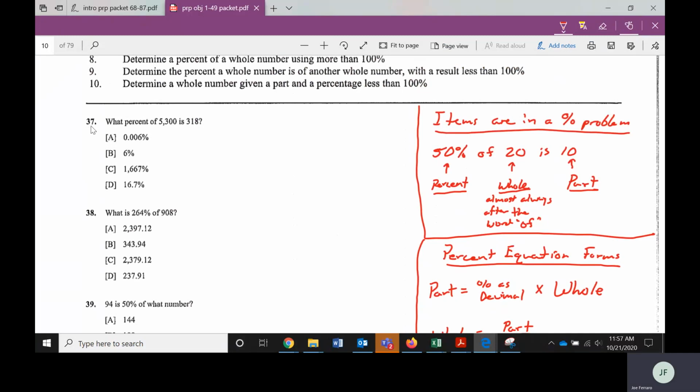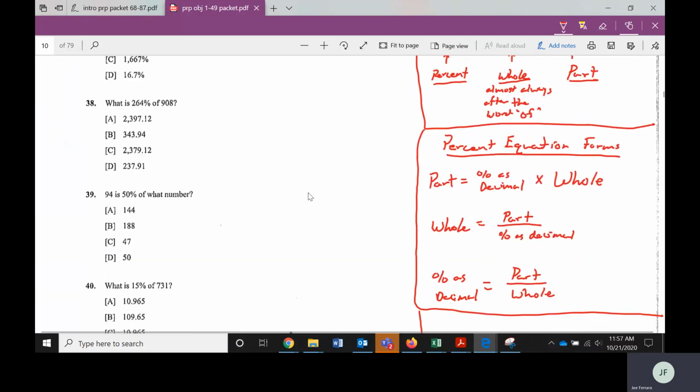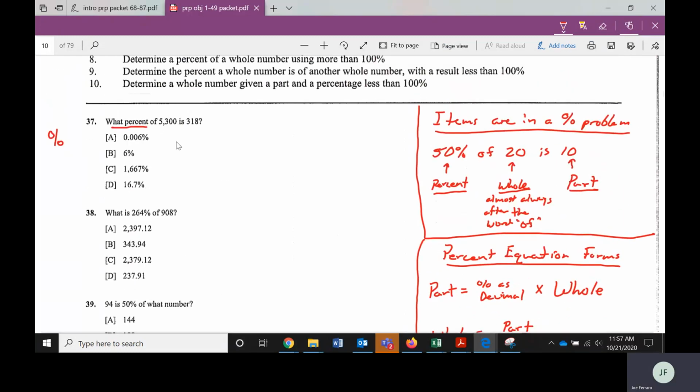When we look at these problems, the first thing I'm going to do is look at what we are looking for. What are we trying to find? Here it's pretty easy. It asks right in the question, what percent? So we are looking for a percent. There are 2 methods we can do. If I'm looking for a percent, the percent as a decimal equals part over whole.